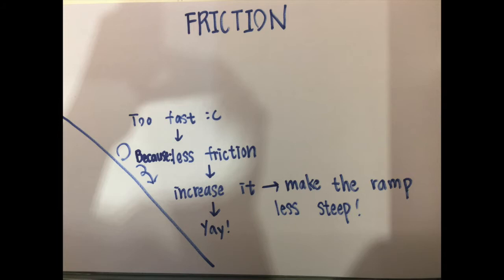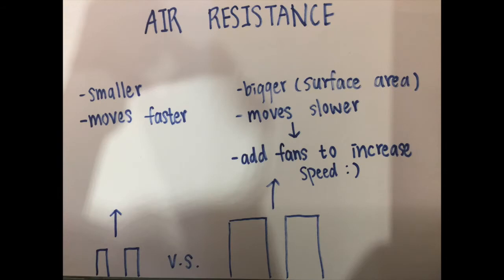During the different trials, my marble was moving too fast. I figured out it's because of the ramp and the staircase. Both of them were too steep. But there's another problem. The friction of the ramp was too little, so I increased it by adding some obstacles. For air resistance, there's basically not much to say because some of my dominoes were bigger, so they have bigger surface area and the air resistance will be larger. That means that they will move slower. So I added some wind energy, which is the fans, to increase the speed.